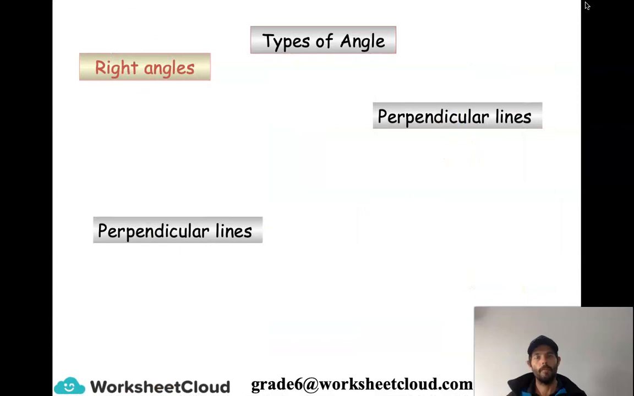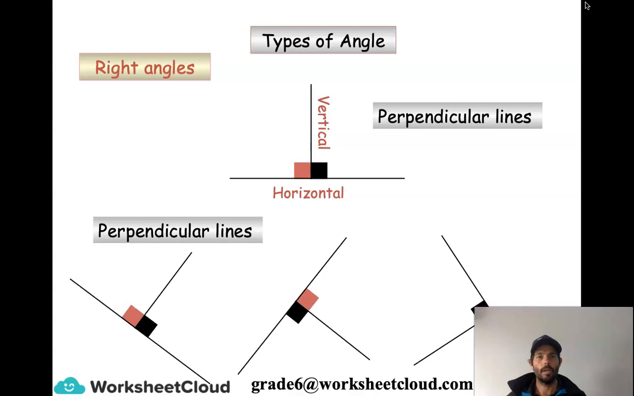Just quickly on perpendicular lines. If you have two lines that meet and they form a 90-degree angle, and there are two 90-degree angles on the other side of the vertical line, then we know those lines are perpendicular. And if the lines are at an angle, like they are at the bottom of the screen, we can still have perpendicular lines if they meet at 90 degrees. Just make sure you understand the difference between perpendicular and parallel lines. Parallel lines are lines that never meet. They are always the exact same distance apart, whereas perpendicular lines do meet.